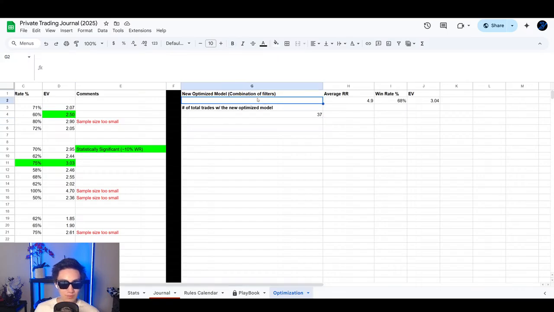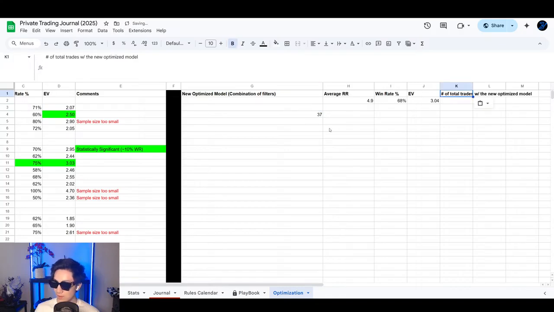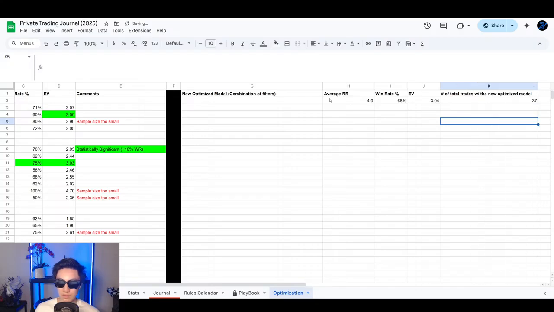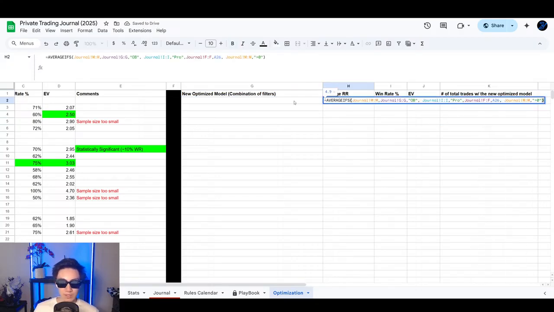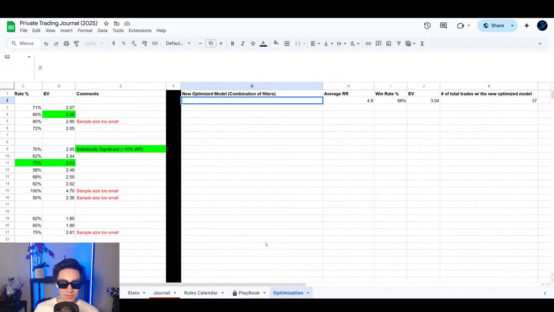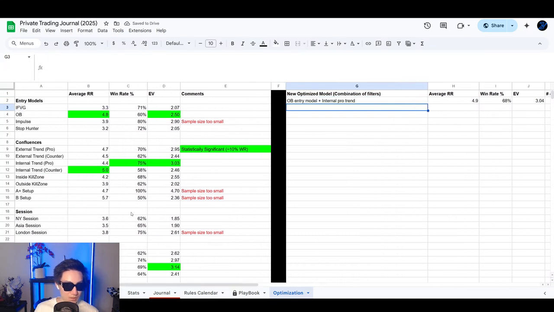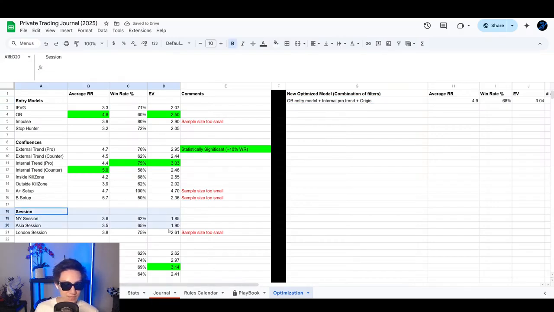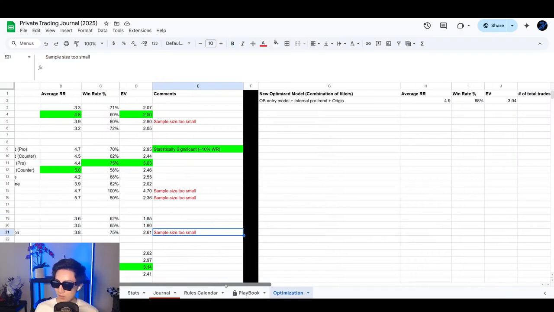This is where you can just create new models, number of trades. We're gonna move this column here because this column makes more sense if we just move it here. So this model here, for example, is, what do we say? OB entry model plus internal pro trend, right? Let's see, is that the one we picked? Internal pro trend plus origin. Now, the reason why we didn't include kill zone here or session is because not a huge difference between the sessions, ignoring the small sample size here.